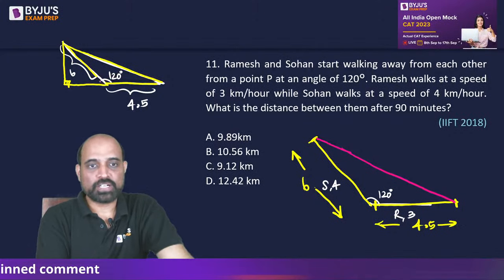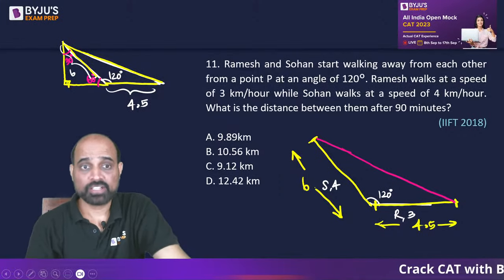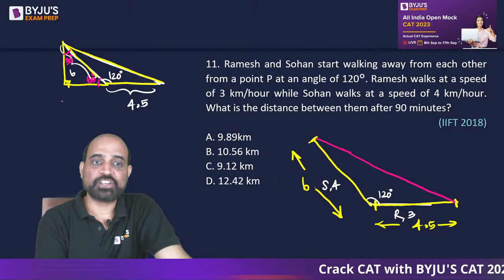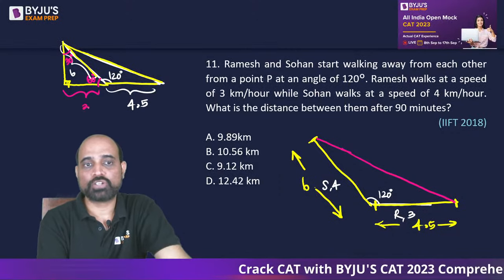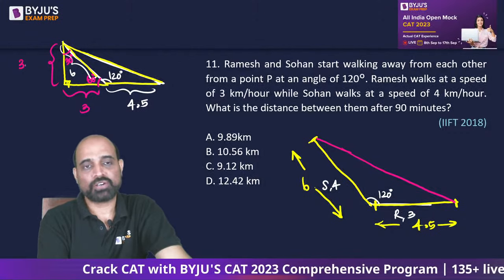So this is 120 degrees. That means this is going to be 60 degrees and this becomes 30 degrees. So it's a 30, 60, 90 right angle triangle, out of which opposite to 90 you have a 6. So this is going to give you 3, half of that, and this becomes 3 root 3, opposite to 60.